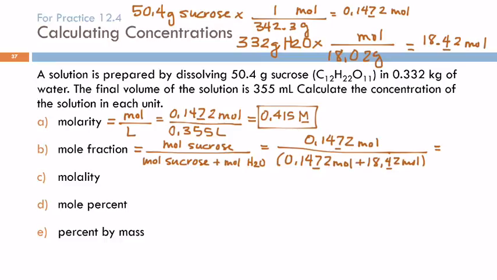When you're keeping track of significant figures and you've got dividing and adding mixed together, you need to be cautious. So look at this: 0.1472 divided by the quantity, you're going to have to use parentheses here, 0.1472 plus 18.42, close parentheses, equals 0.00793. What are the units on that?